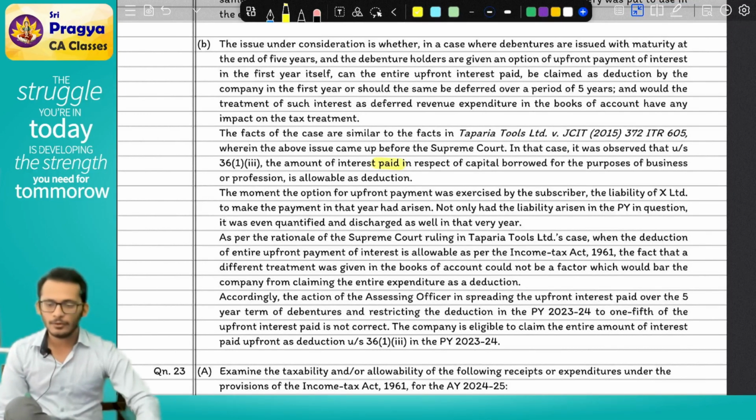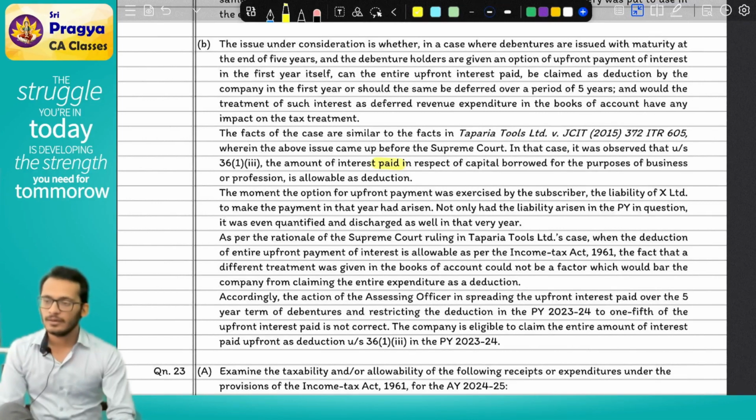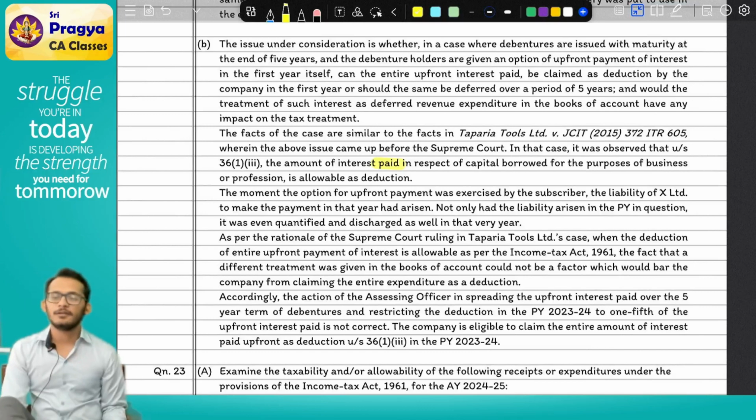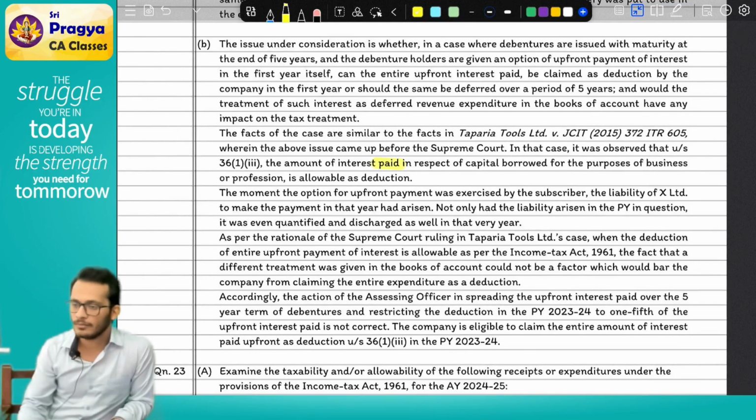Which means if you see any kind of item where there is a fixed period, it is okay for you to allow it over 5 years or the respective years. Clear, not clear? Yes. For this alone, you have to make an exception. You can claim the whole thing.